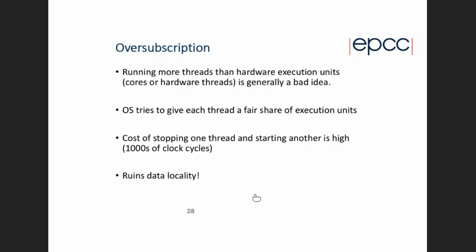And then finally, we've also got oversubscription. This is basically the idea that running more threads than you have hardware execution units, whether that's cores or hardware threads, is generally a bad idea. What happens then is the operating system tries to give each thread a fair share of access to the execution units. But the cost of stopping one thread and starting another is high. It's more than thousands of clock cycles every time that happens. And it also ruins your data locality, because threads will often restart on a different core from where they were previously executing.